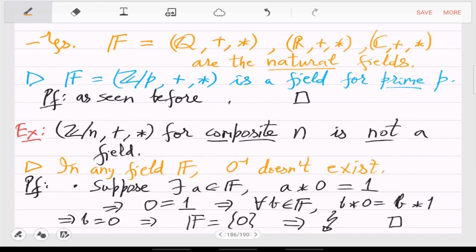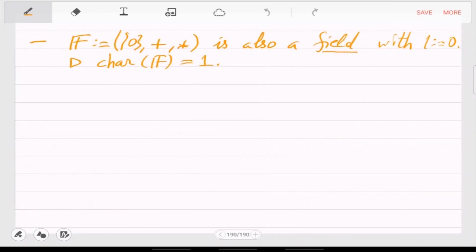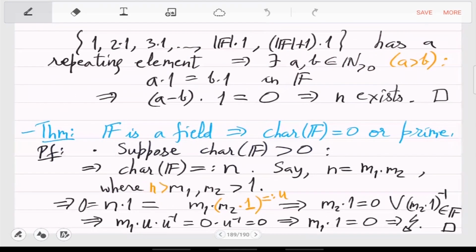Let me not do it here. I mean, this is anyways a very pathological example, because the characteristic here is also coming out to be 1, which in a way is a prime number, so I guess it's fine. So we have shown this theorem that for any field, characteristic is either 0 or prime. Any questions?